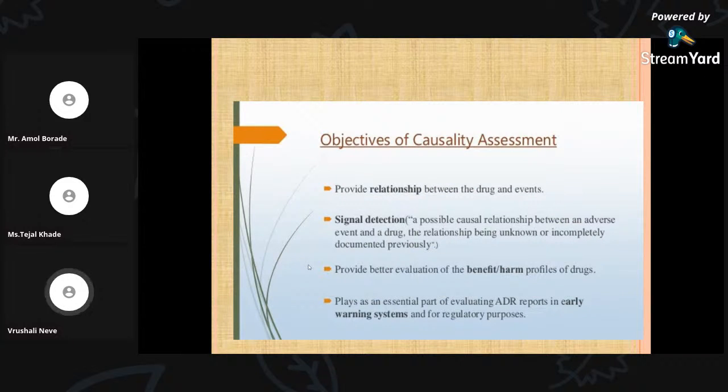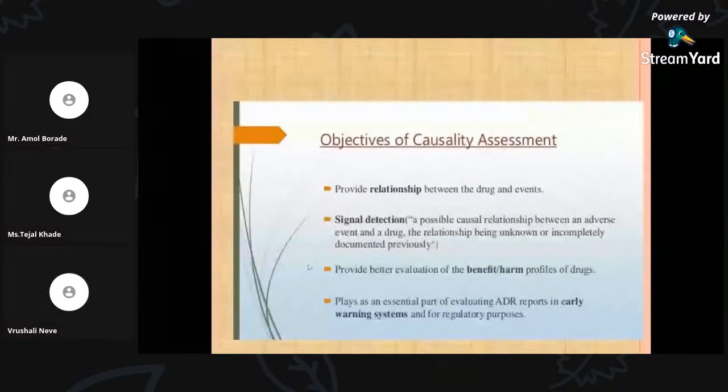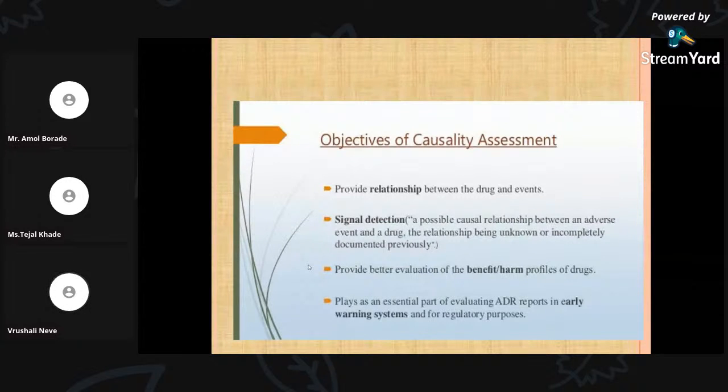So what are the objectives of causality assessment? It provides the relationship between drug and adverse event. Then signal detection. Signal detection means a possible causal relationship between an adverse event and a drug, the relationship being unknown or incompletely documented previously. It also provides better evaluation of the benefit and harm profile of drugs, and plays an important role in evaluating ADR reports and as an early warning system for regulatory purposes. These are some objectives of causality assessment.